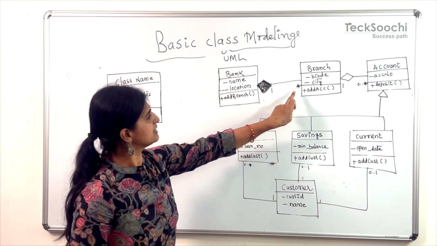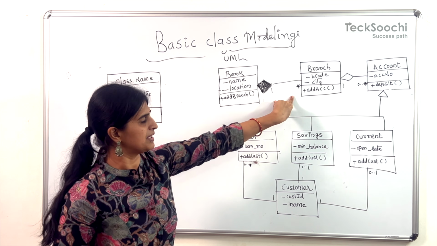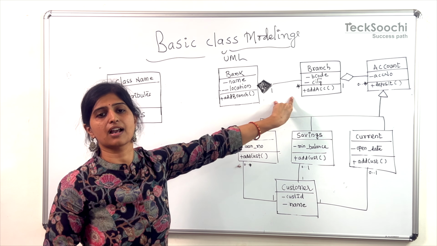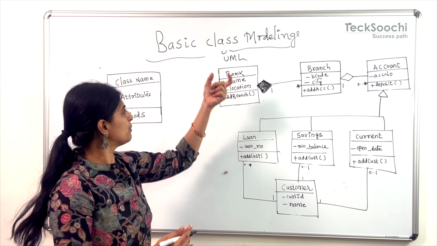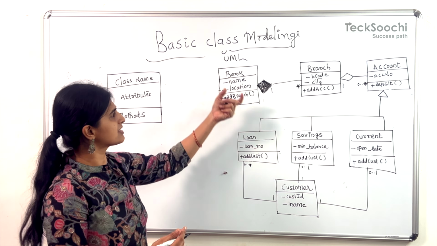And what are these numbers indicating? 1 and star. Basically they represent the cardinality ratio, meaning how many instances of bank can relate with the instances of branch. Here one bank can have multiple branches. So multiple here is denoted with the symbol star.